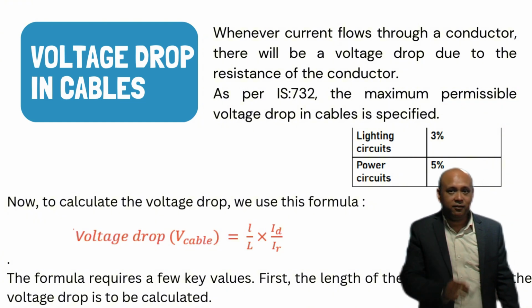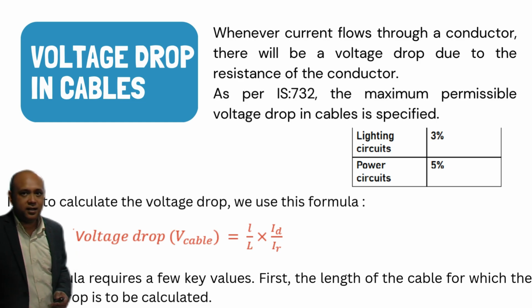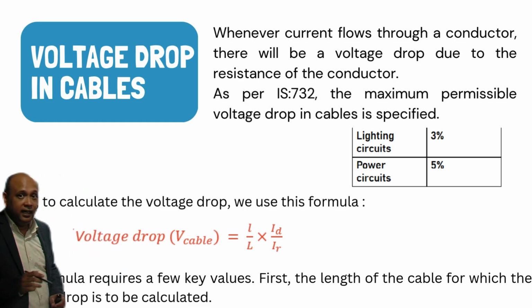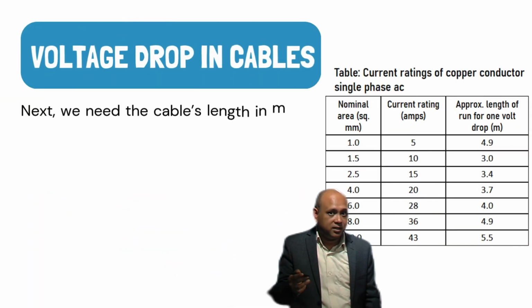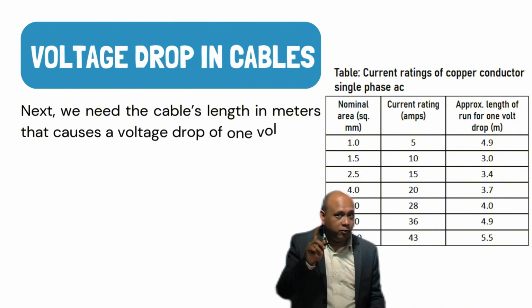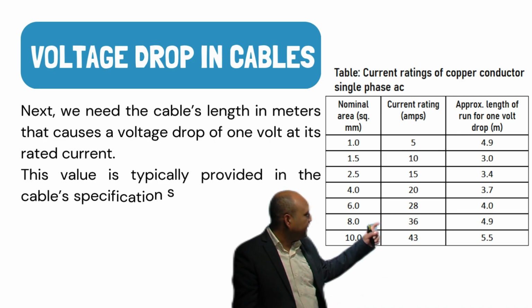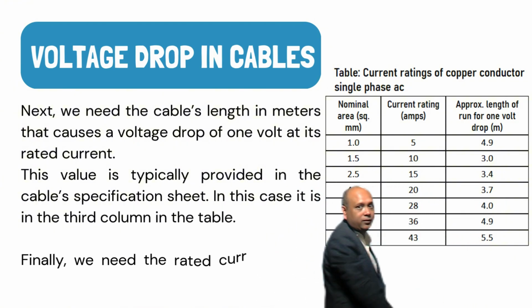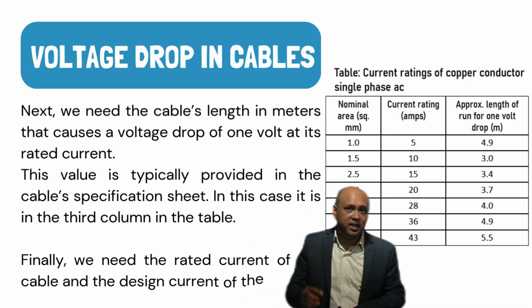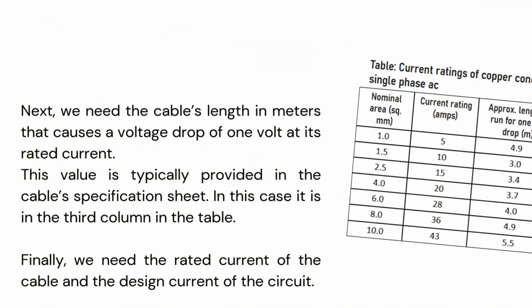So now to calculate the voltage drop, we use this particular formula. This formula requires a few key values. First, the length of the cable for which the voltage drop is to be calculated. Next, we need the cable's length in meters that causes a voltage drop of 1 volt at its rated current. This value is typically provided in the cable's specification sheet. In this case, it is provided in this third column. Finally, we need the rated current of the cable and the design current of the circuit in this equation to find out the voltage drop.